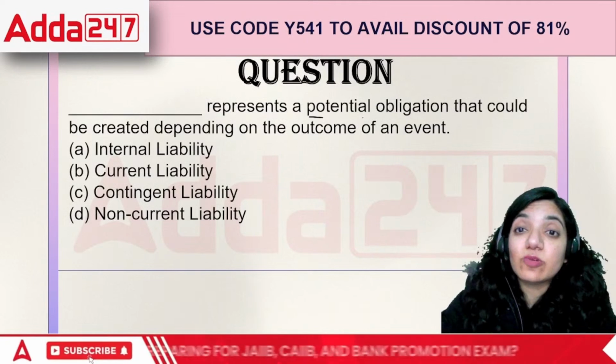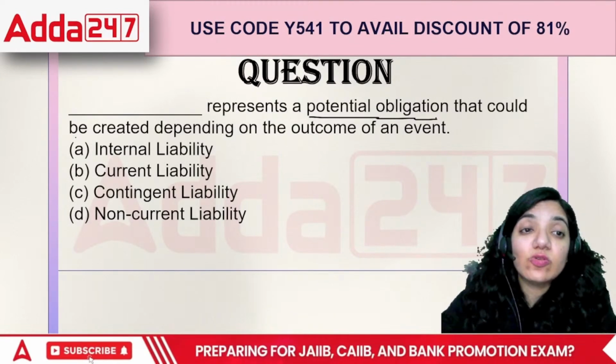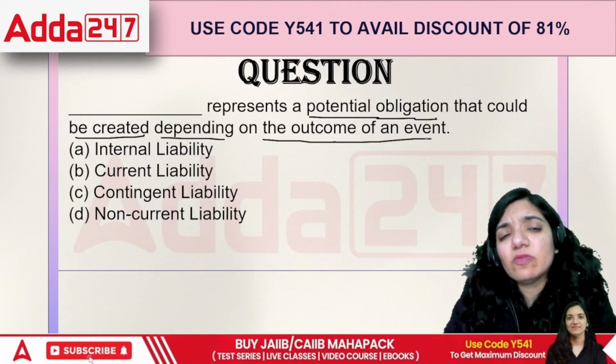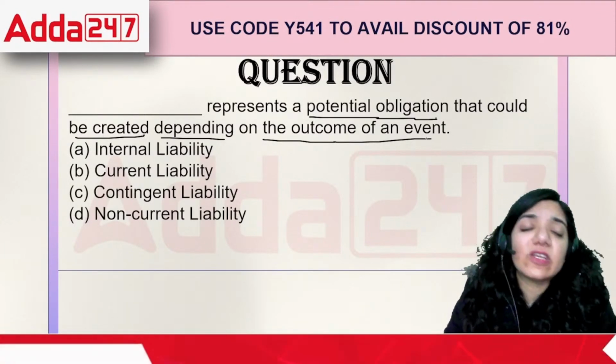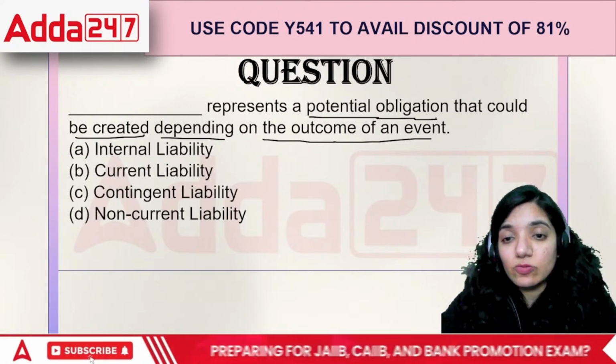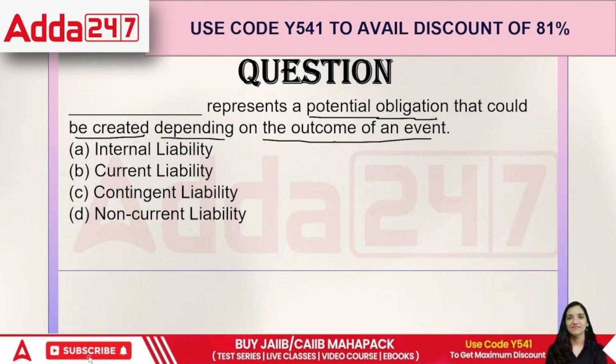Dash represents the potential obligation that could be created depending on the outcome of the event. That means when we talk about this, there's a potential obligation. I'm not paying right now, but I might have to pay in the upcoming future. So what will we call it?